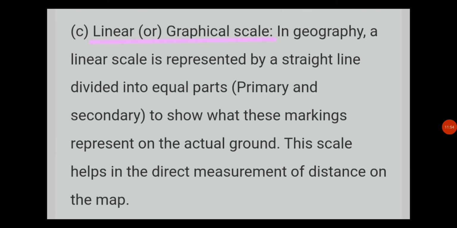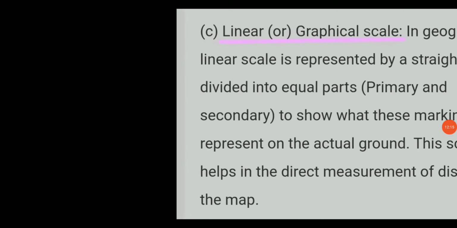Third one, C, linear or graphical scale. In geography, a linear scale is represented by a straight line divided into equal parts, that is primary and secondary, to show what these markings represents on the actual ground. This scale helps in the direct measurement of the distance on the map. So till this you'll be writing for the detail.